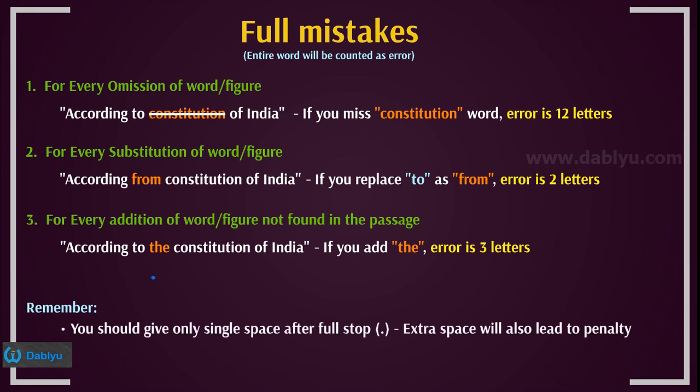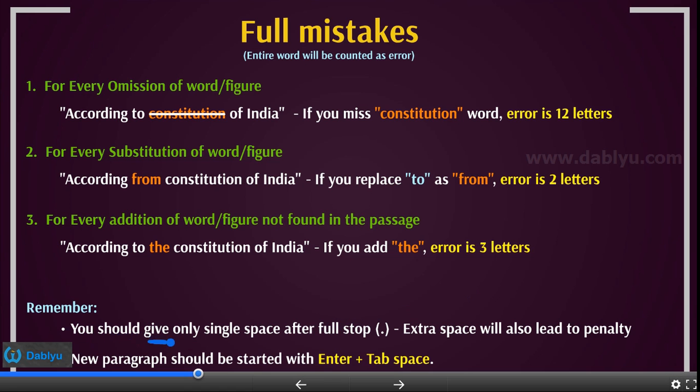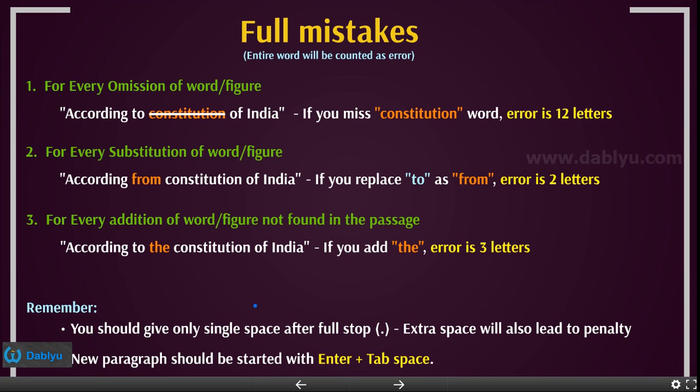Next, remember that you should give only a single space after a full stop. After you put a full stop, you should give only a single space, not a double space, as many people had doubt about this. An extra space will also lead to a penalty of 1 error mostly. And a new paragraph should always be started with enter and tab space. Whenever you start a new paragraph, you first press enter so that you go to the next line, and start off with a tab space to give initial indentation. Anyway, we'll look at this when we see a demo on how to practice.